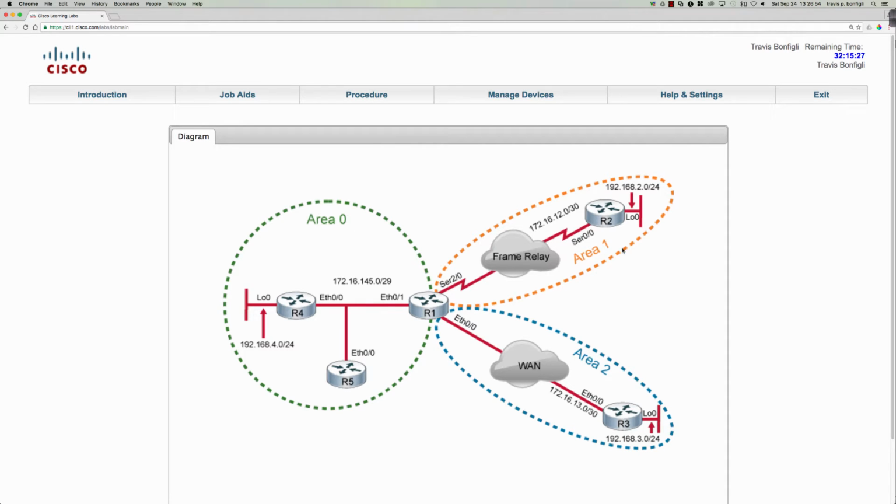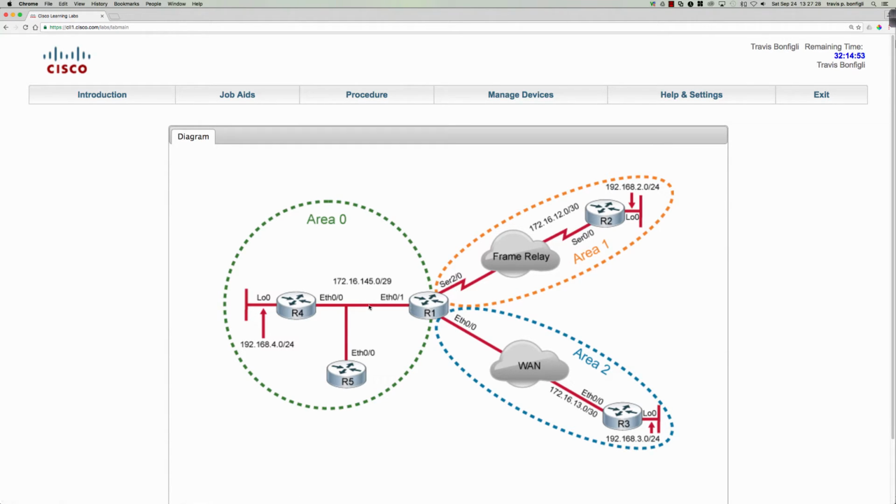We've got Area 0, Area 1, and Area 2. So we have a multi-area OSPF deployment here. And Router 1 is our area border router, or ABR. And the definition of an ABR is a router that has an interface in Area 0, which is commonly referred to as the backbone area, and at least one interface in another non-Area 0 area. Right? So Router 1 clearly meets the requirement.